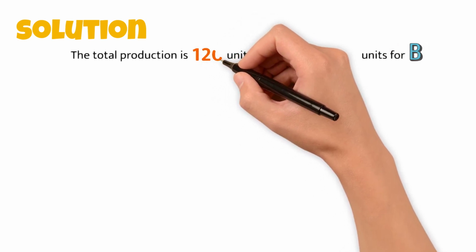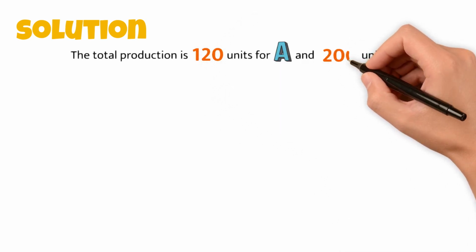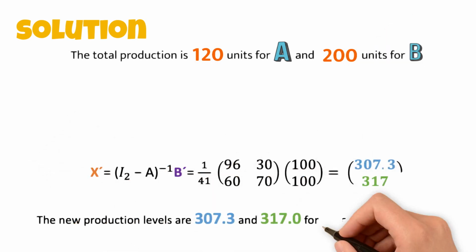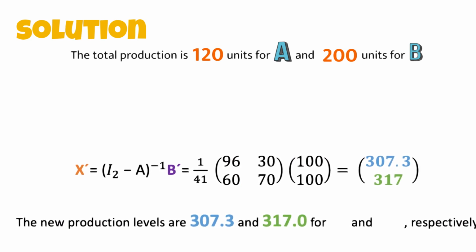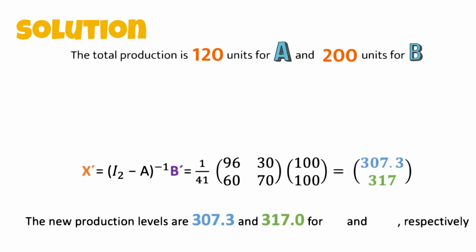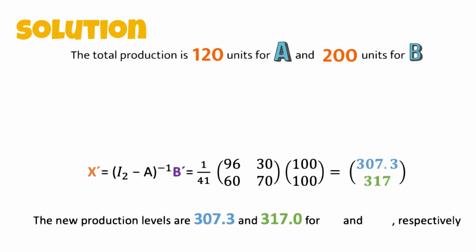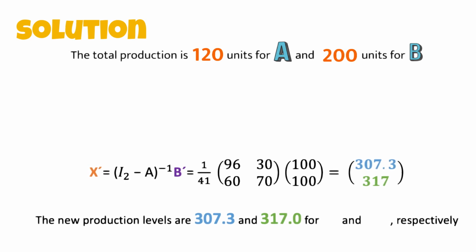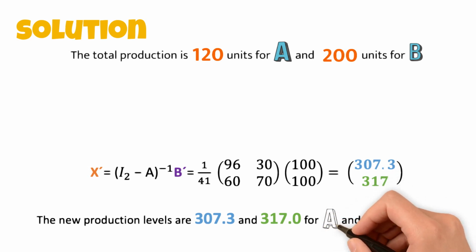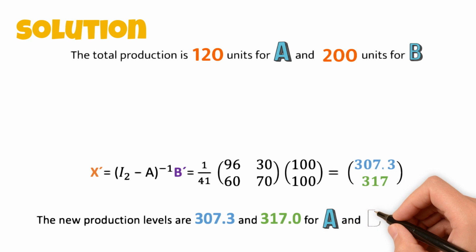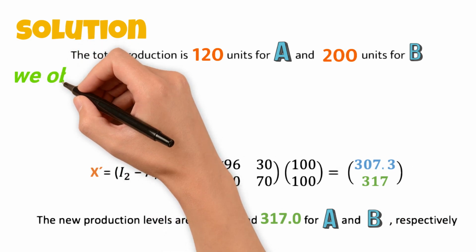Then we have the matrix X that represents the new production levels we are trying to find. In this case, X would be a matrix with two values, one for A and one for B, representing the new production quantities. A is a matrix that contains information about the current production in both industries, A and B. The matrix A is used to calculate how the current production relates to future production. B prime is a matrix that contains the new external demand for both industries, A and B, which is 100 units for each.